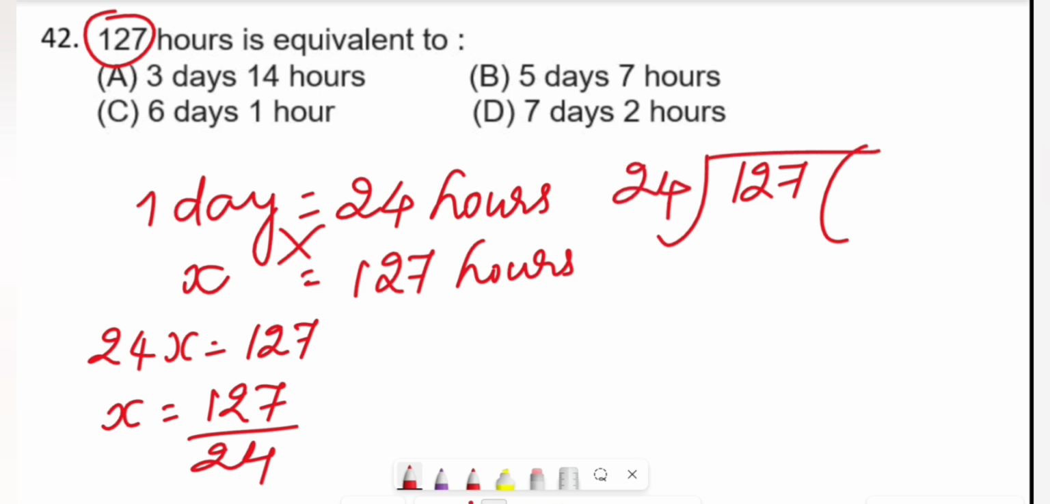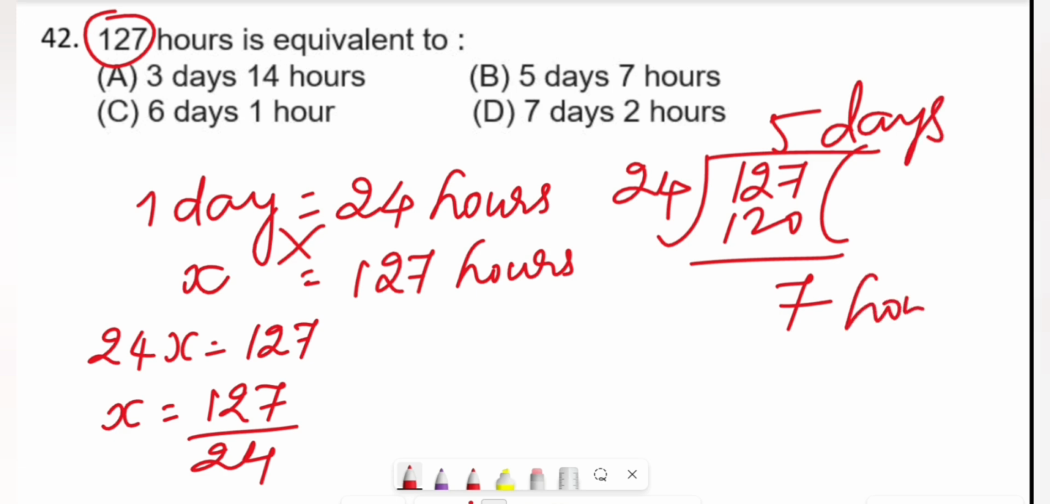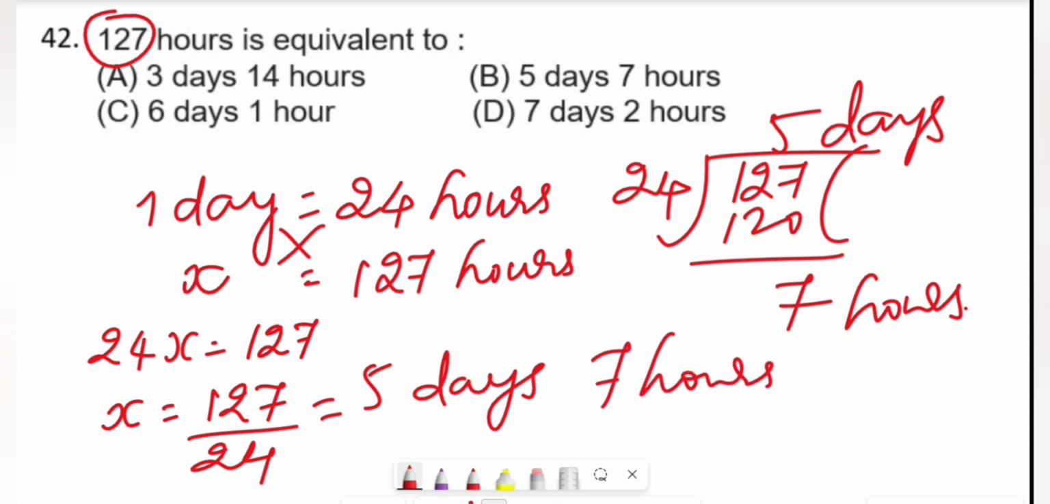So simply you can divide 127 by 24 and you will get the answer. So it is 5 days and the remainder is 7, that is 7 hours. Okay, 5 days and 7 hours will be the correct answer. Okay, let us move on to the next.